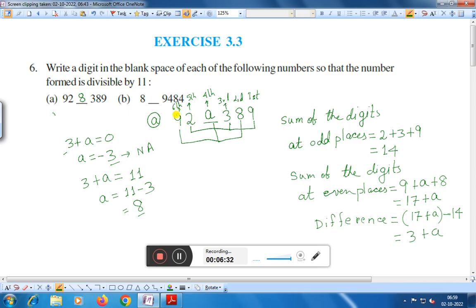And the next number is 3 plus a equal to a multiple of 11, the nearest being 11. We put it here as 11. Right? Now if we put 11, then we are getting 11 minus 3 is equal to 8. If we go higher than 11, the next number is 22, since 2 elevens are 22. Then we are getting a is equal to 22 minus 3, that is 19.